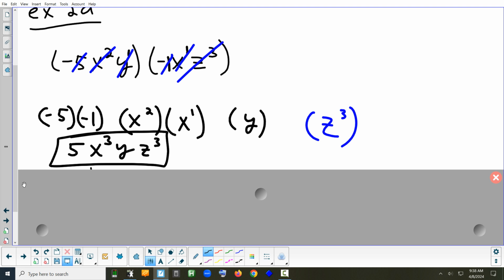Now, technically, it doesn't matter what order you write this in. Like if you wrote x cubed, z cubed, y, and then a 5, it's okay. I would say generally they put the answer in alphabetical order, but you wouldn't get it wrong if you did. Okay?